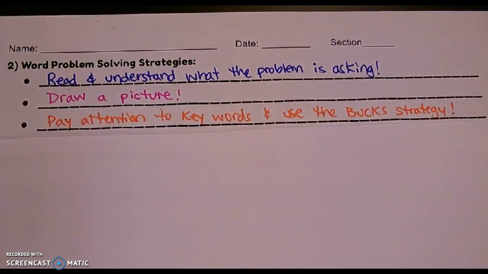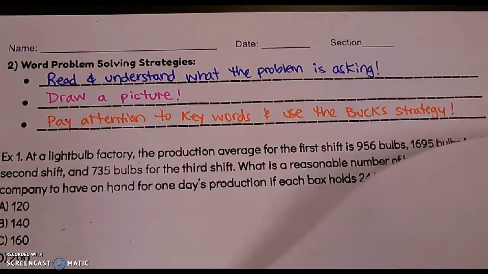Finally, our last step is to pay attention to key words and use the BUCK strategy. Remember that the BUCK strategy states that you can box the question, underline important information, circle important vocabulary, knock out unimportant information, and solve by drawing a picture or a diagram, which we already discussed. So with that in mind, let's move to our first example question.